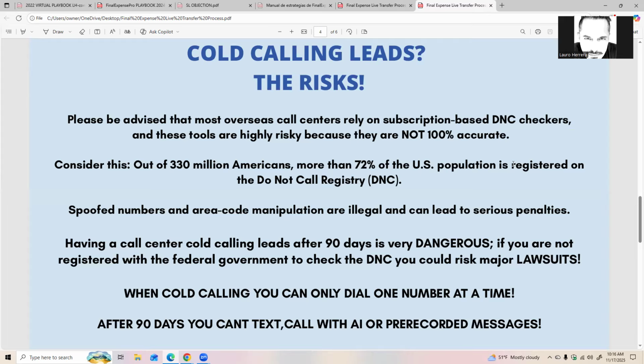So again, most of these call centers are calling on a data source that is maybe over 90 days old from the moment in time that person asked for the info. But at this point in time, it's a cold call. And at that point in time, think of this. There's over 330 million Americans. And did you know that more than 72% of the US population is registered on the Do Not Call registry, ladies and gentlemen? So let that sink in.